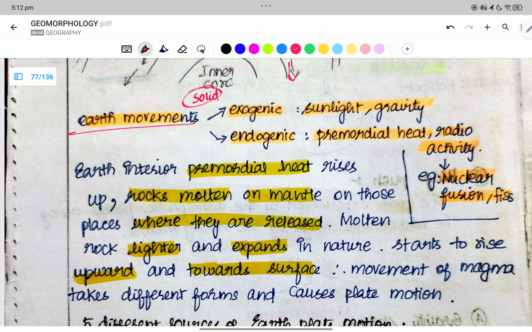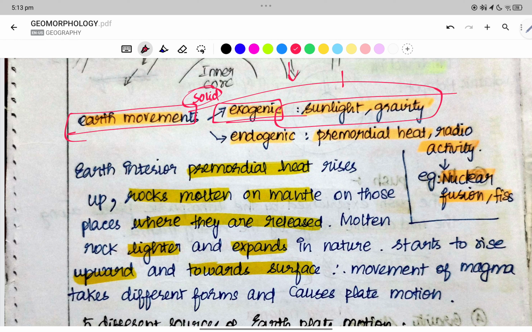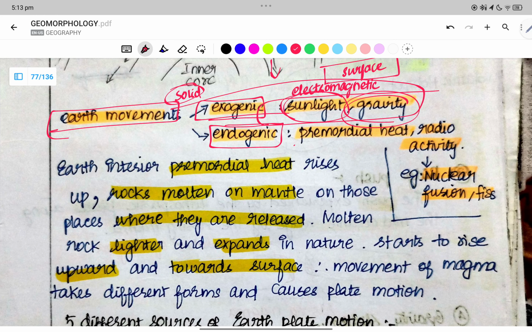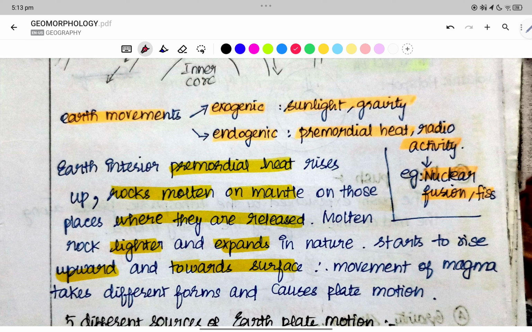Earth movements are of two types. Exogenic is because of sunlight and gravity. The outer layer, the surface of the earth, is being disrupted because of sunlight, which carries electromagnetic radiation, and then we have gravity. Endogenic is from within the earth, because of the primordial heat, the heat present at the time of formation of the earth, and radioactivity, like the nuclear fusion reaction taking place in the core, and also nuclear fission.